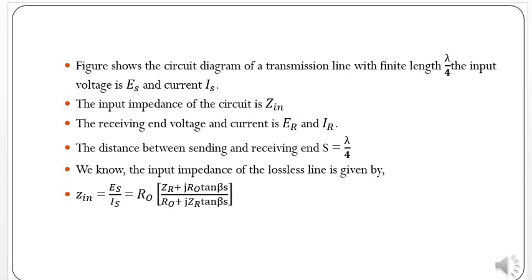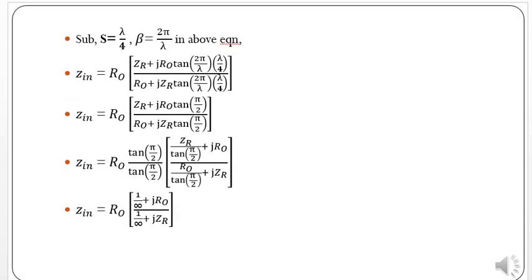The input impedance of the circuit is Z input. The receiving end voltage and current is ER and IR. The distance between sending and receiving end is lambda by 4. The input impedance of the lossless line is given by Z input, the ratio of sending end voltage to current, that is equal to R naught into ZR plus J R naught tan beta S divided by R naught plus J ZR tan beta S.